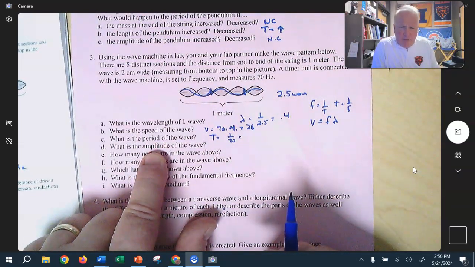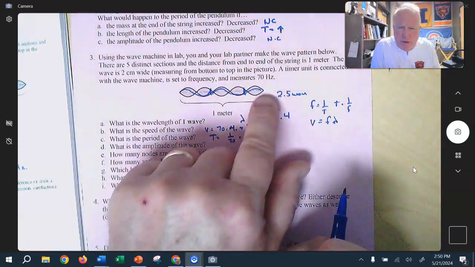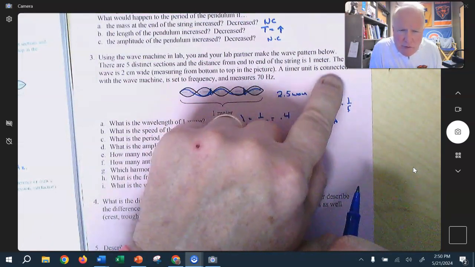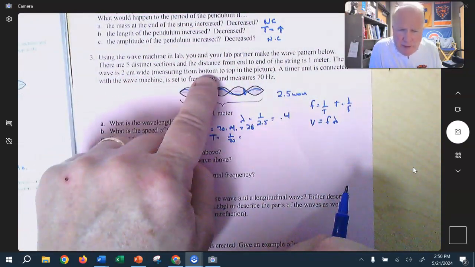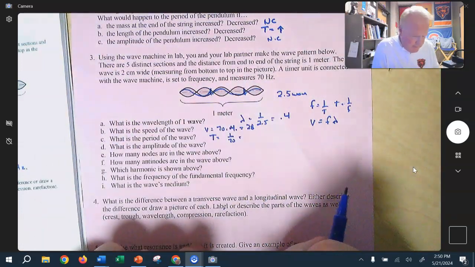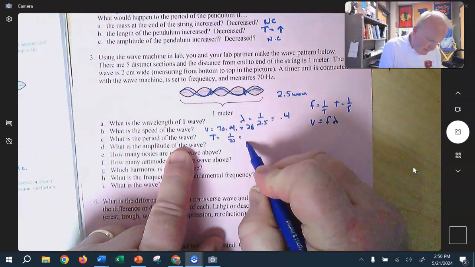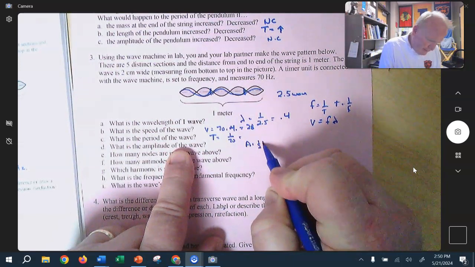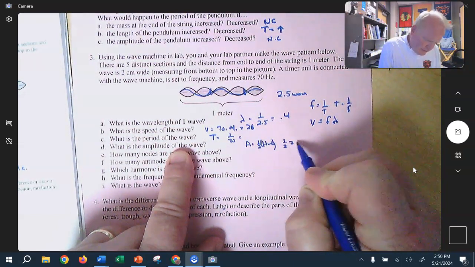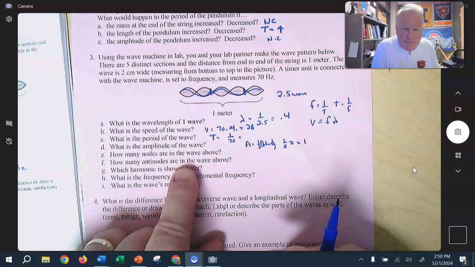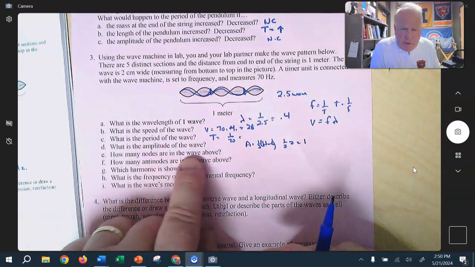What's the amplitude of the wave? Well, I think they actually told us in this thing, the wave is 2 centimeters wide, measuring from bottom to top of the picture. And so if we want the amplitude, amplitude is 1/2 the high minus the low, 1/2 of 2, or 1.